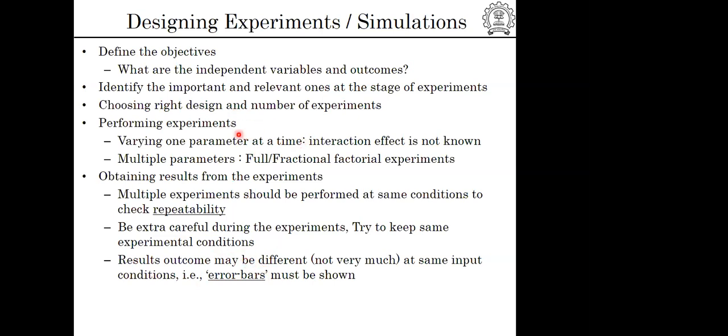Now, how do you carry out your experiments? As you know, you can vary one parameter at a time, or you can do full factorial or fractional factorial experiments. So we have different kinds of schemes. The Taguchi method is also there, which will help you in choosing those variables and minimizing the number of experiments you have to carry out.